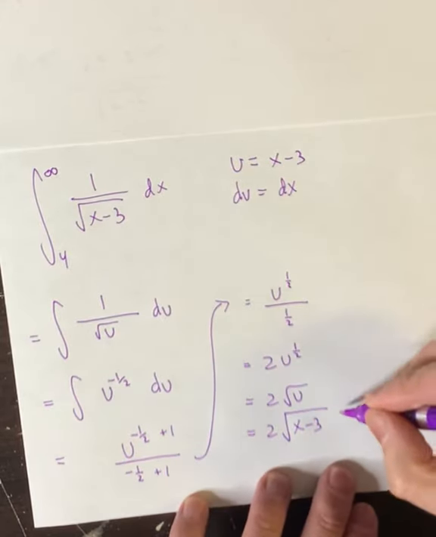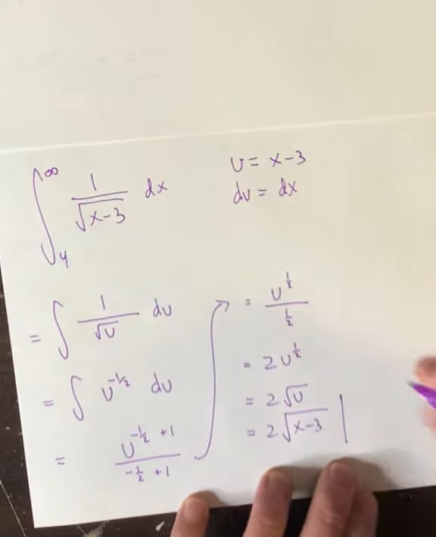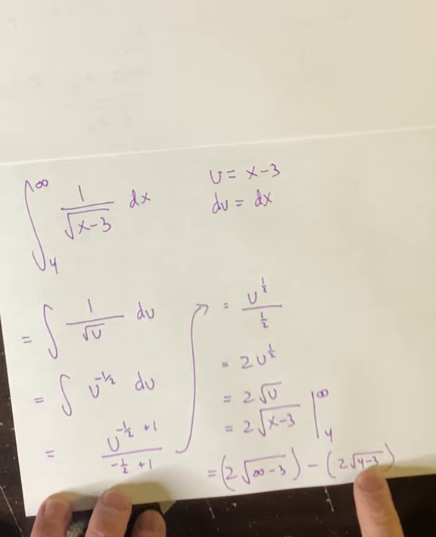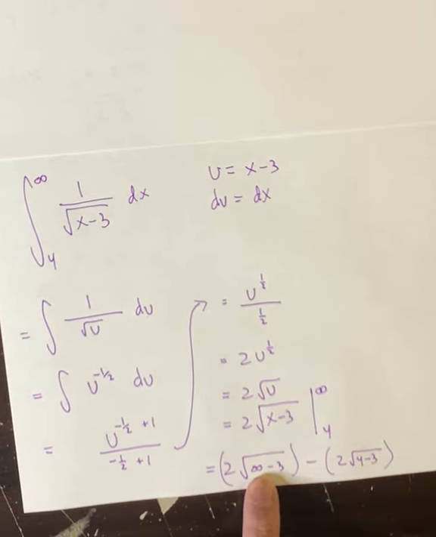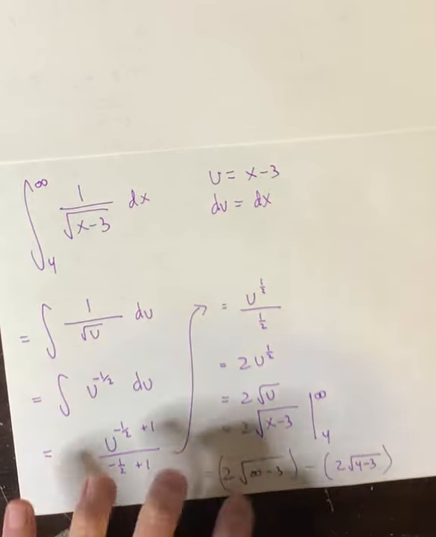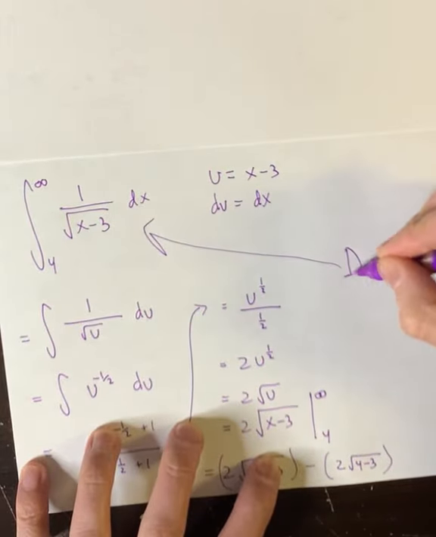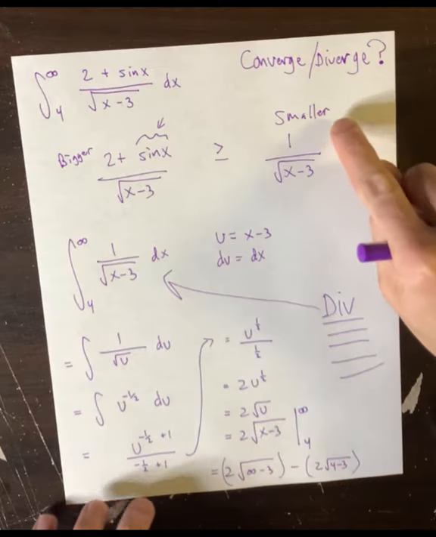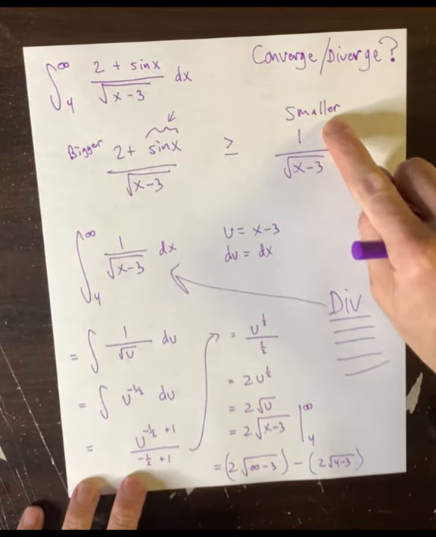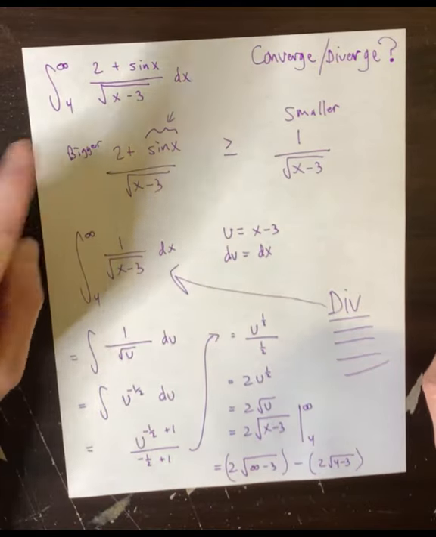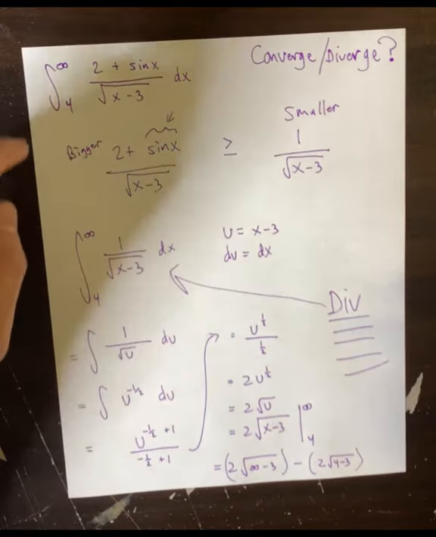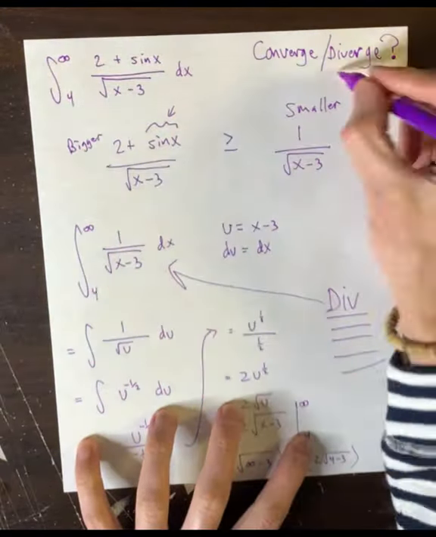And once you have x's back in, we can evaluate from 4 to infinity. So I plugged in infinity, minus, then I plugged in 4. But notice the problem, I have a square root of an infinite number. And so for that reason, because there's an infinity, this integral diverges. And remember that this guy here was the smaller one. So if the smaller one diverges, then the bigger one is guaranteed to also diverge by the comparison test. So the final answer is that this integral diverges.